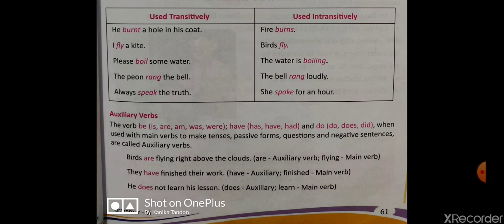These are the words through which any tense or the plural or singular form of the subject of the verb is actually clarified, right? So, birds are flying right above the clouds. Here are is the auxiliary verb and flying is the main verb. They have finished their work. Have is the auxiliary verb and finished is the main verb. He does not learn his lessons. So here does is the auxiliary verb and learn is the main verb.